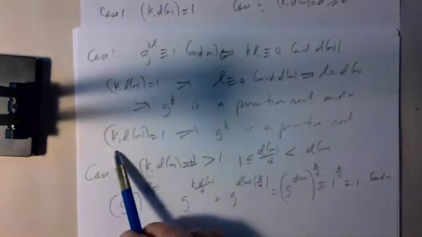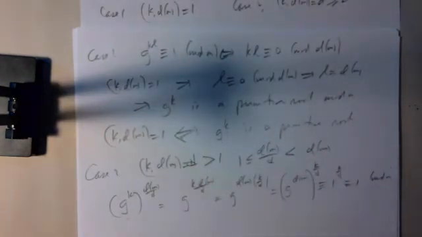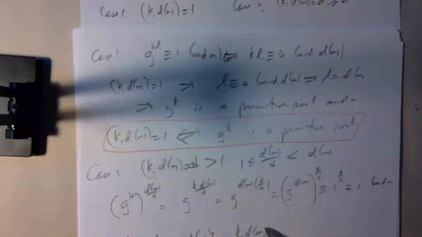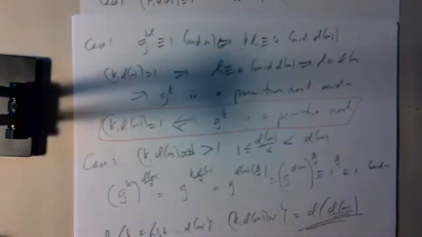So in fact, g to the k is a primitive root if and only if k and phi of m are relatively prime. And the number of k between 1 and phi of m such that k and phi of m are relatively prime is just phi of phi of m. By definition, this is the number of positive integers up to phi of m that are relatively prime to phi of m. So that's a proof that the number of primitive roots is phi of phi of m.